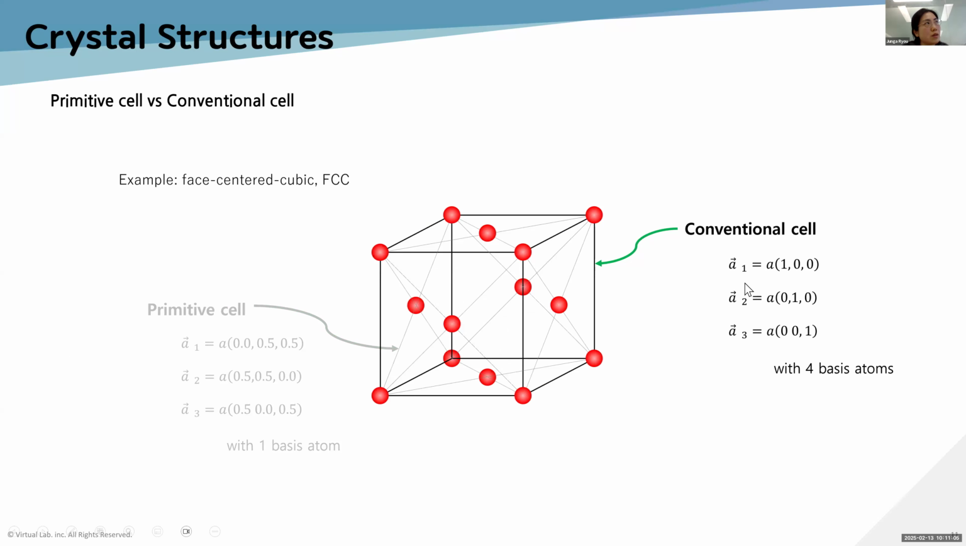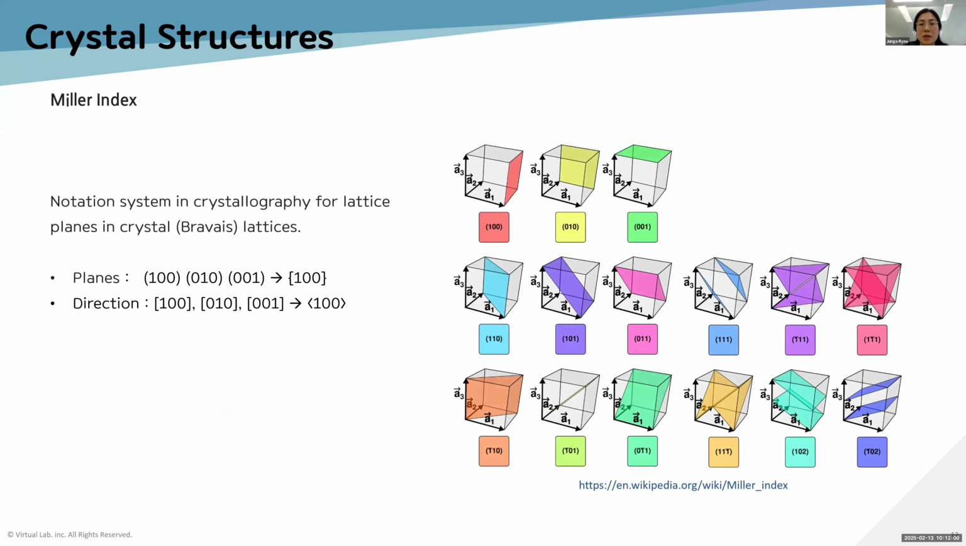The cell vector parameters are a1, a2, a3 like this. It's very simple, with four basis atoms. We need a way to mathematically define the specific planes and orientations in the crystal structure. The notation used for this is the Miller index.